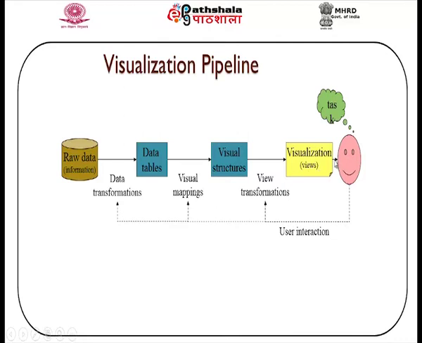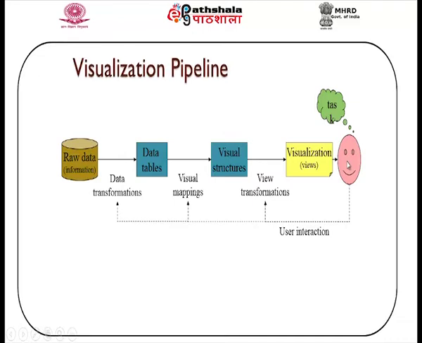From these views, it is possible for the end user to gain certain knowledge out of the visualization. The end user can also perform many tasks over all these modules. The end user can easily interact at any stage of the visualization: at the data transformation stage, the visual mapping stage, or the view transformation stage. Usually there is a lot of interaction by the end user in the view transformation stage, where the end user can vary the views and see what exactly is happening. So that is the visualization pipeline, basically.